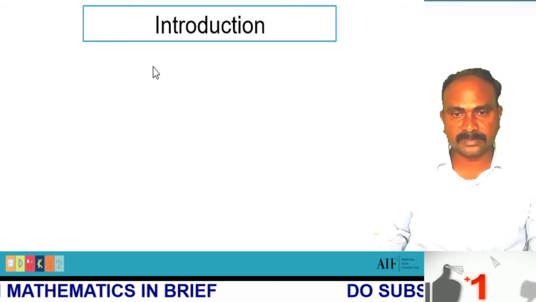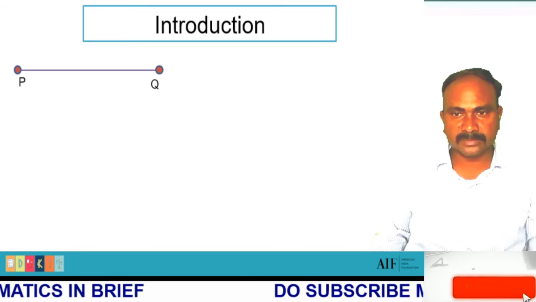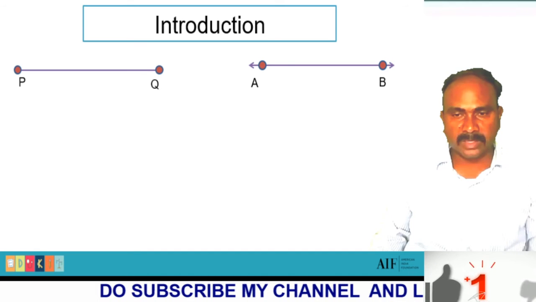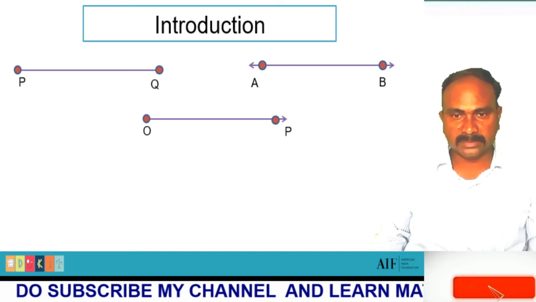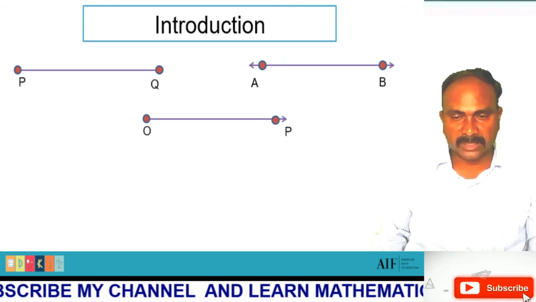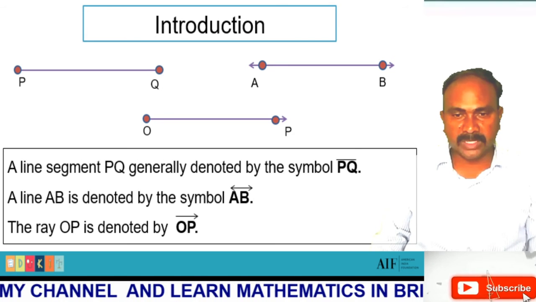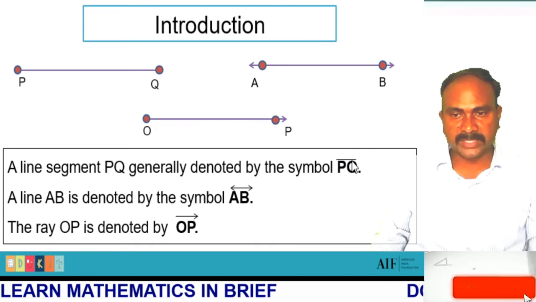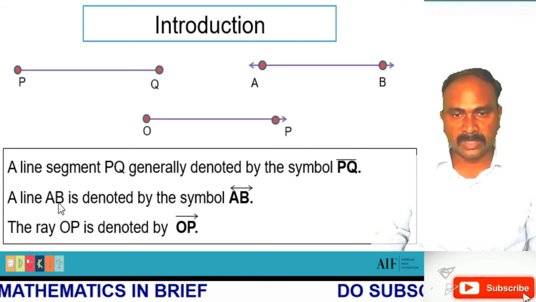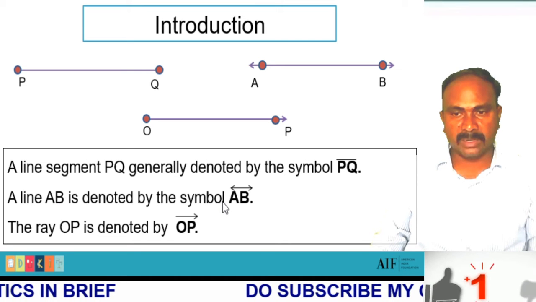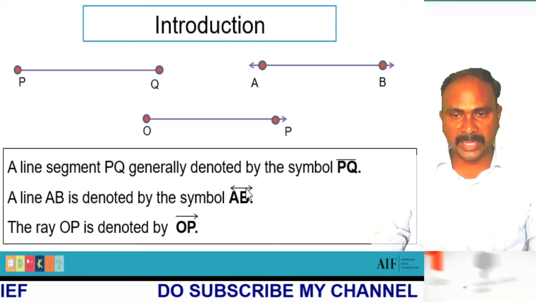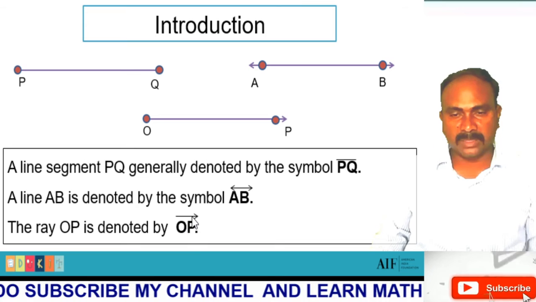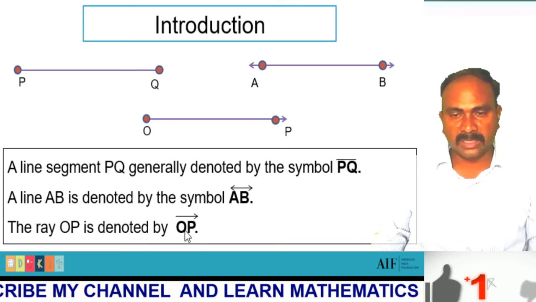Notation. PQ line segment. AB line. OB ray. A line segment PQ is generally denoted by the symbol PQ. A line AB is denoted by the symbol AB. The ray OB is denoted by OB.